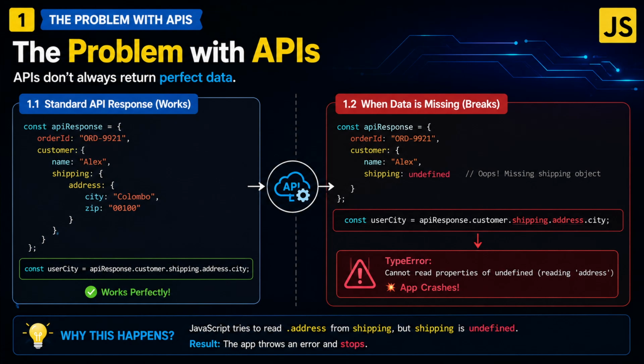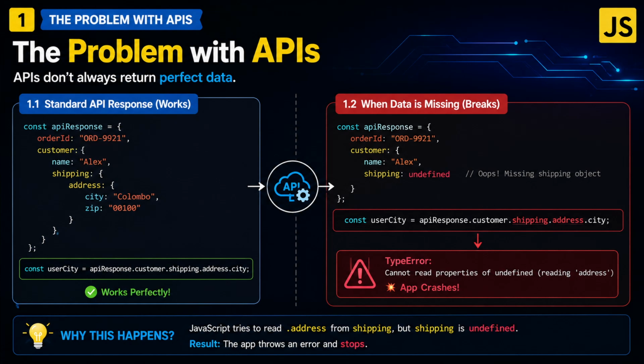Your API response looks correct in one case, but another user has missing profile data. No address, no uploaded image, no items, or a partially completed form. Then one unsafe dot access can break the current code path and leave your UI in an error state.